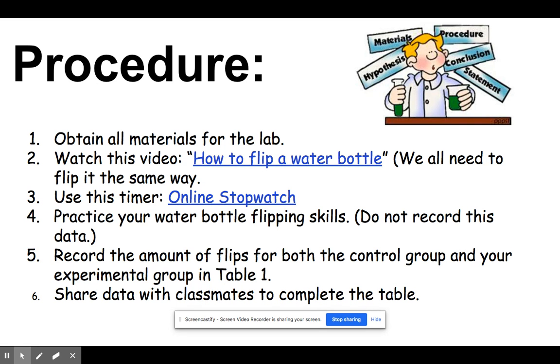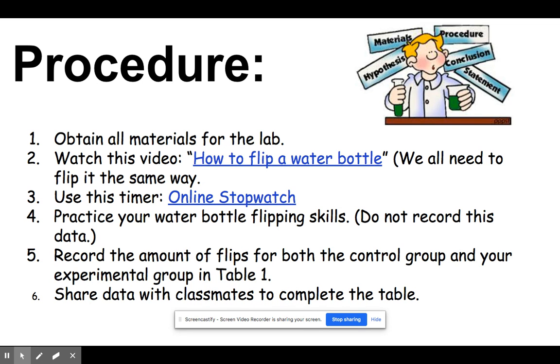And then once you have all of that ready, you're going to flip your water bottle for practice. Just flip it, practice, see how many times you can do it. And then when you're ready, you're going to start with your control group, which is a full water bottle. That does not mean, if you're at home, you take a water bottle and fill it from the sink with water.